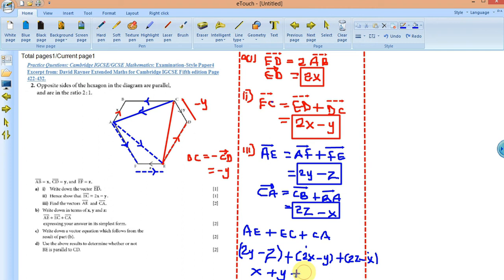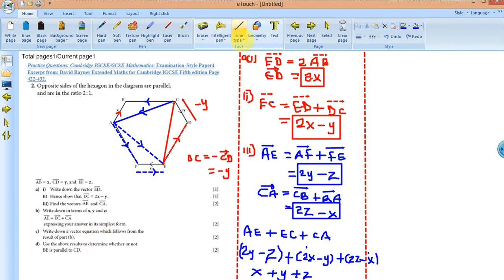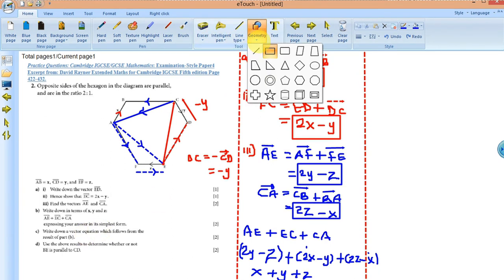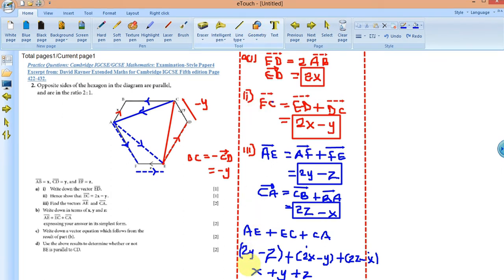So I know what they ask us to do. Yeah, that's what they ask. Especially your answer is C plus 4. That's it. It's C plus 4. Yeah, let's put that in the rectangular box. Okay, next question then. Write down a vector equation which follows from the result of part B.